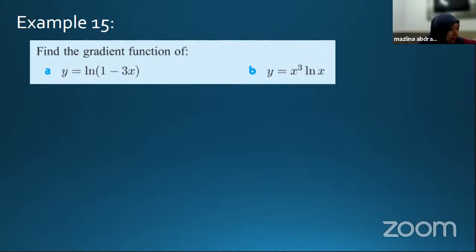And then we can also change it to positive. Rather than negative 3 over 1 minus 3x, you can also answer 3 over 3x minus 1. Okay. And then B, how about B?